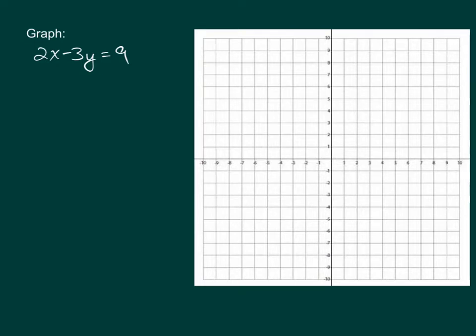Graph 2x minus 3y equals 9. This is a linear function, and it's always the easiest thing to do to graph once we have solved for y. So in order to solve this for y, I'm going to subtract 2x from both sides, and that will leave us with -3y equals -2x plus 9.